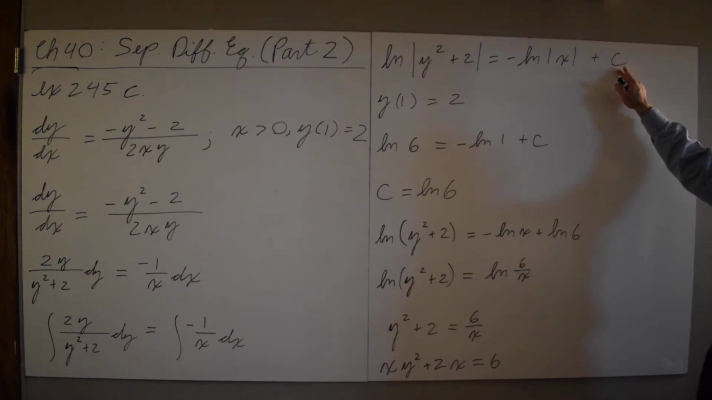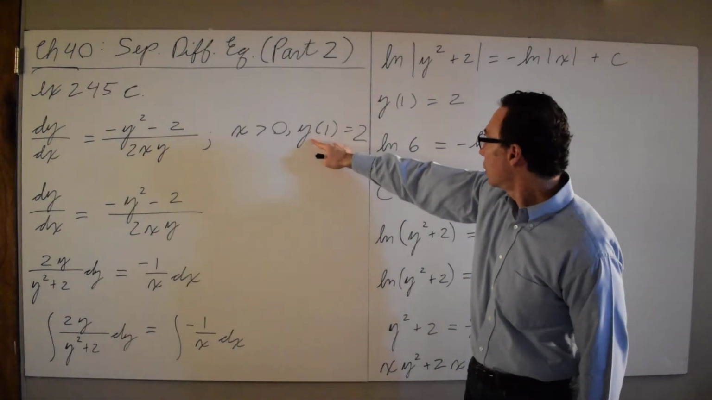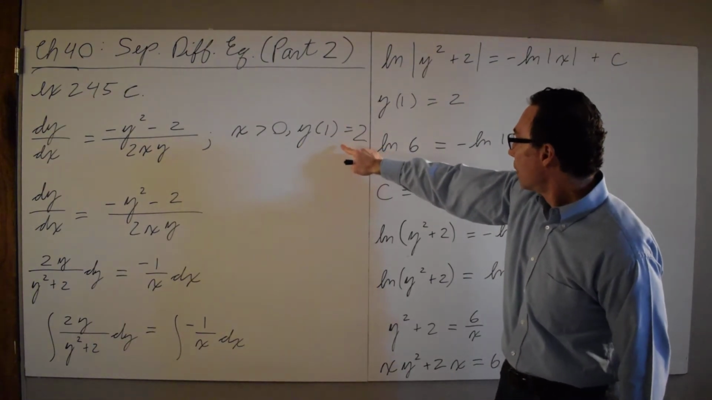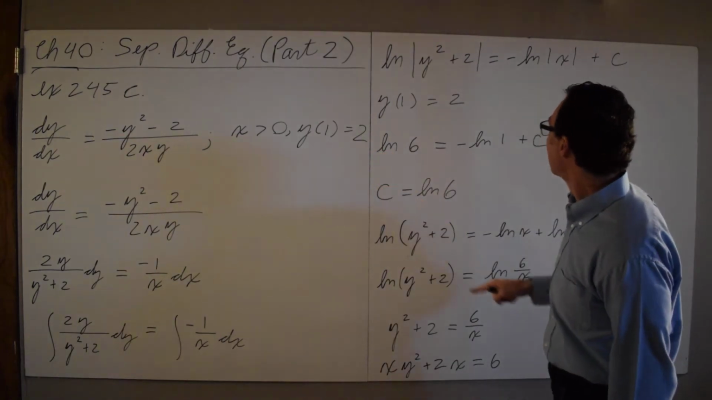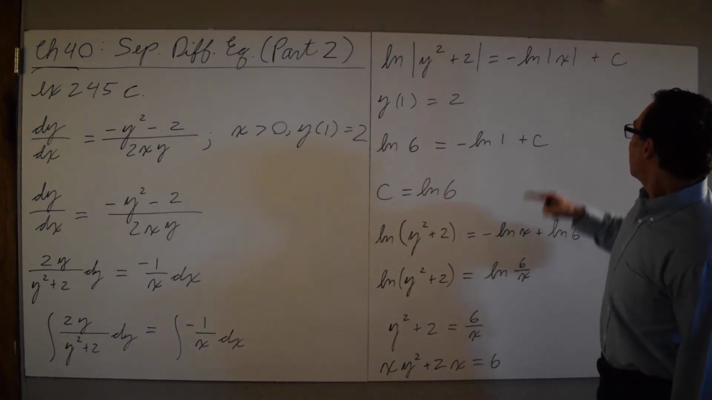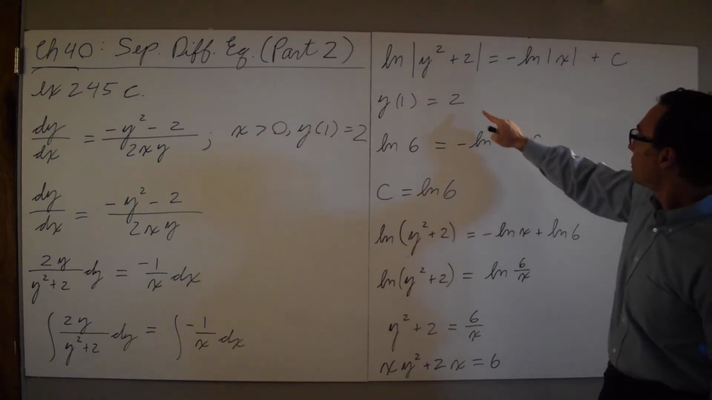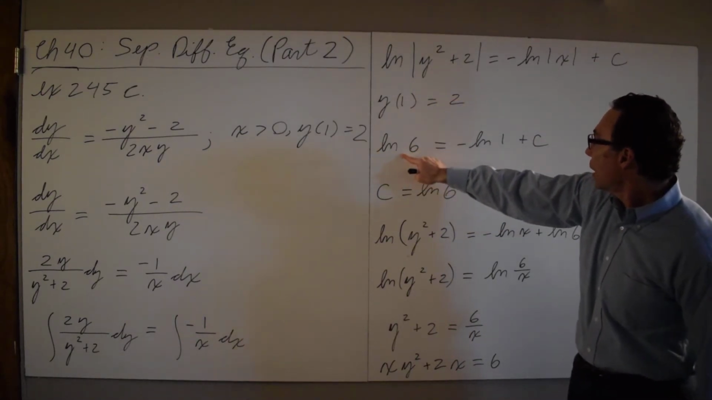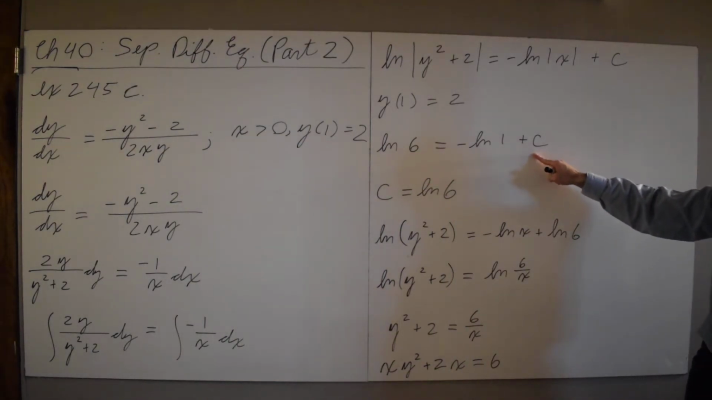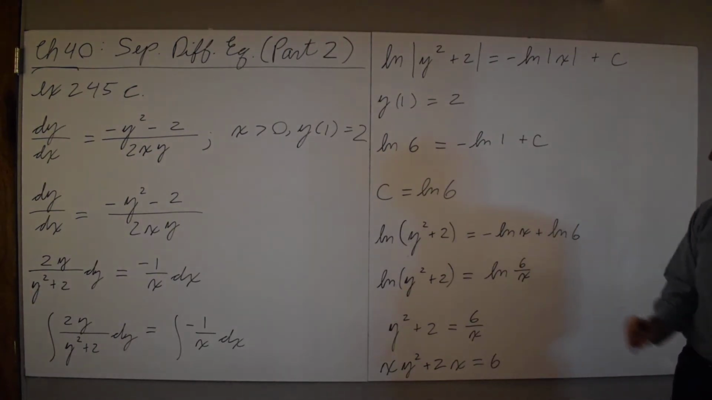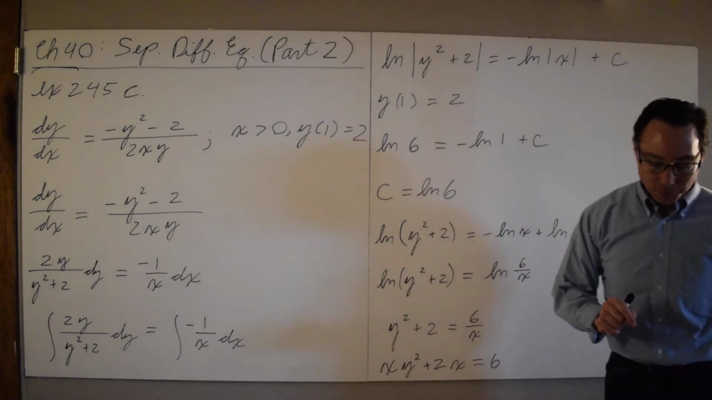We're adding our constant c, but we're going to solve for c using our initial condition y of 1 is equal to 2. This means when x is equal to 1, y is equal to 2. So we substitute x equal 1 for x right here, and then we substitute 2 for y. So we have natural log of 6 is equal to negative 1 times natural log of 1 plus c. Natural log of 1 is 0, so that means c is equal to natural log of 6.